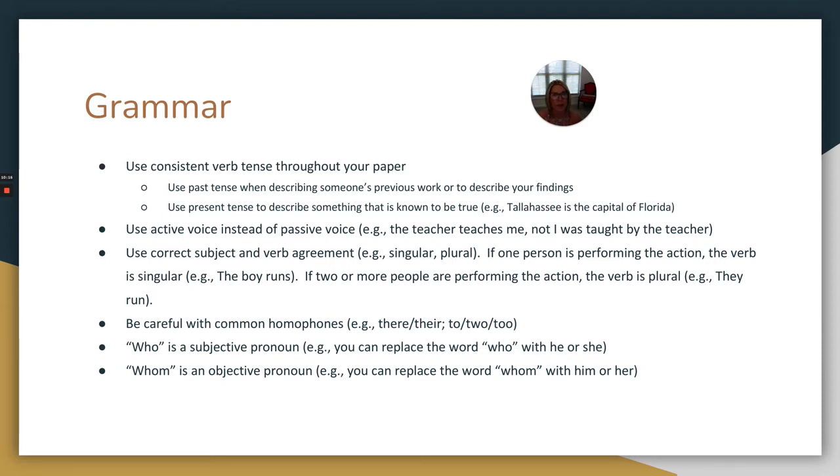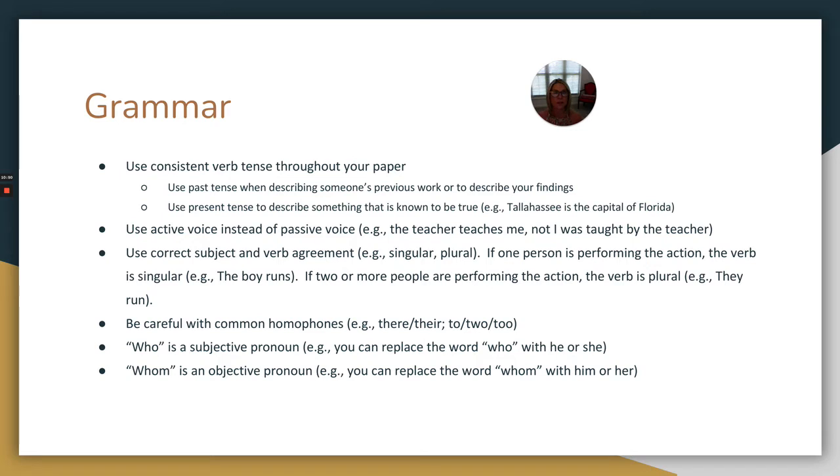Be careful with common homophones, like there and their. There, T-H-E-R-E, is describing a place. T-H-E-I-R is showing possession. Those are their books. Those are their shoes. Think about to, T-W-O, and T-O-O. T-O is a preposition, like we're going to the store. T-W-O is the numeral that's written. And then T-O-O means also, like I wanted to go to the store too. So be careful when you're writing those in your paper.